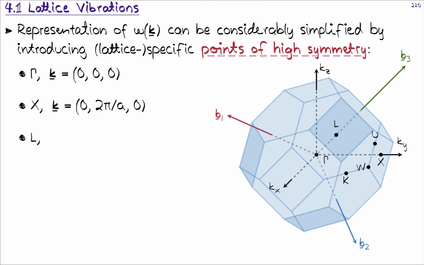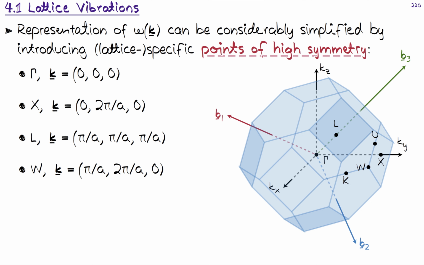So then another point, the L point, and that's defined, that's at the K value where Kx, Ky, and Kz are equal to each other, and they are pi over a. So that's the location of the L point. W, and that's at the location where the Kx is pi over a, Ky is 2 pi over a, and Kz equals 0. So W is here.